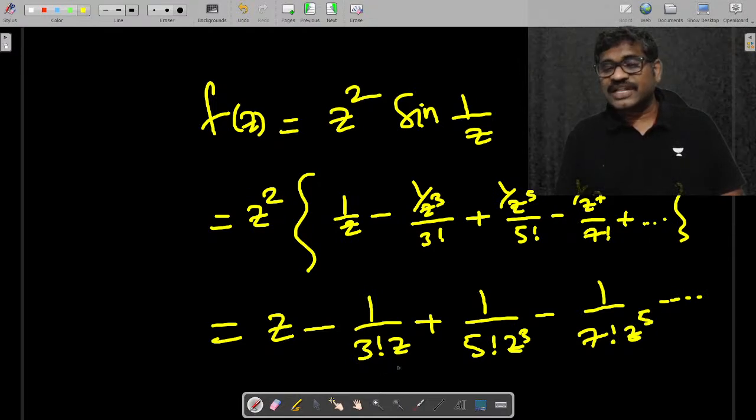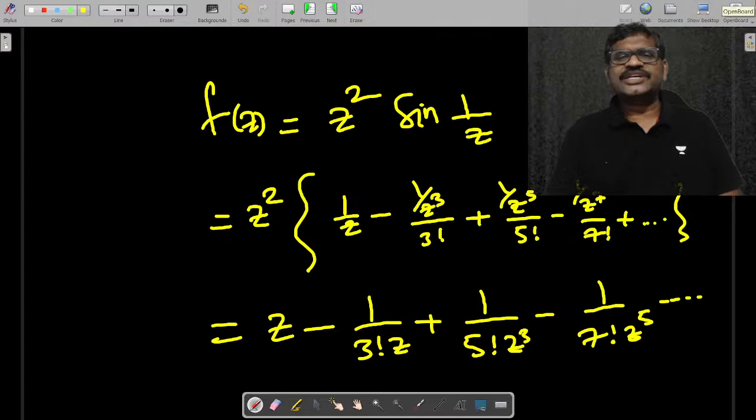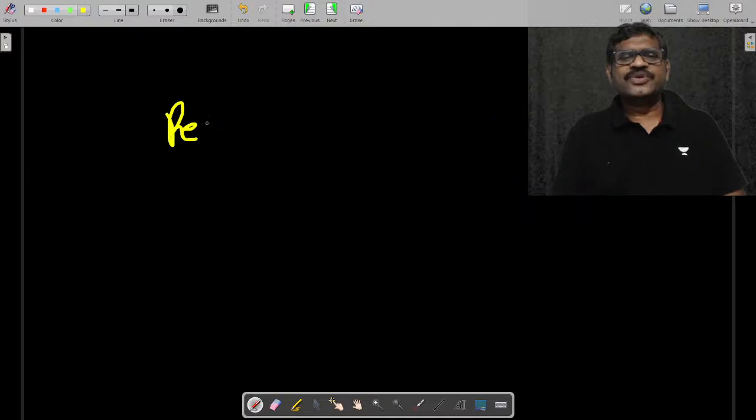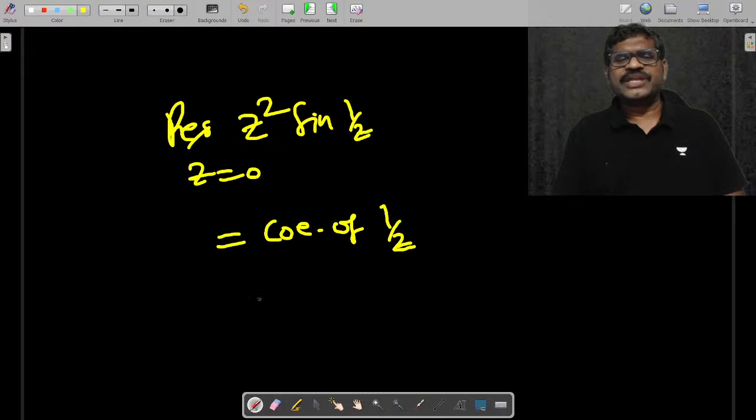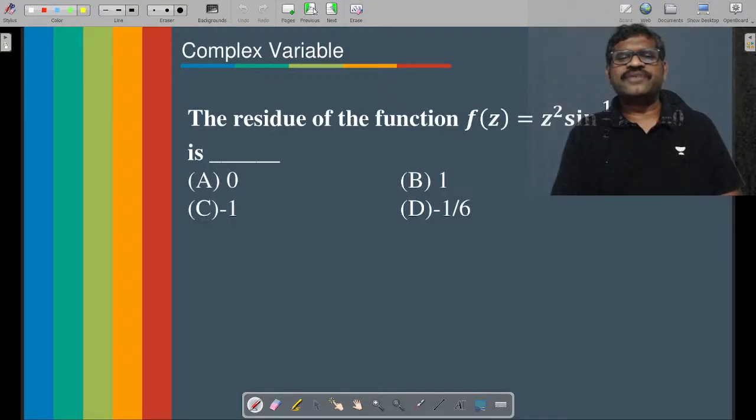Now the residue is nothing but the coefficient of 1 by z. Therefore, the residue of z^2 sine 1 by z at z equal to 0 is the coefficient of 1 by z, that is minus 1 by 3 factorial. So the correct answer is minus 1 by 3 factorial, minus 1 by 6.